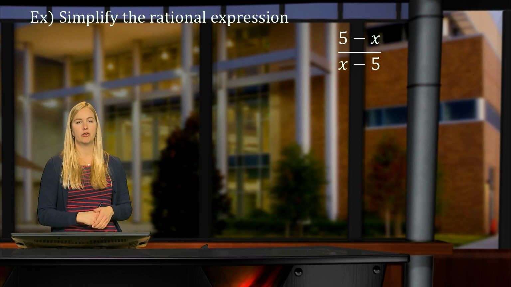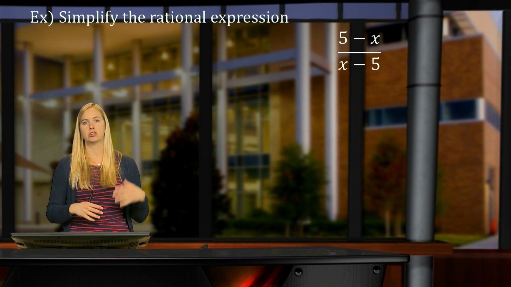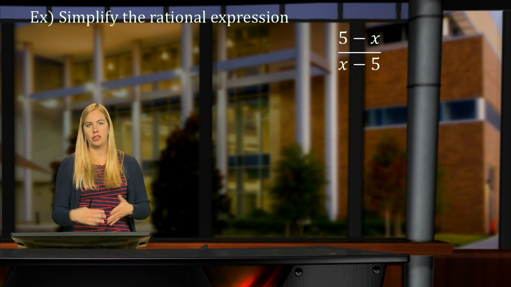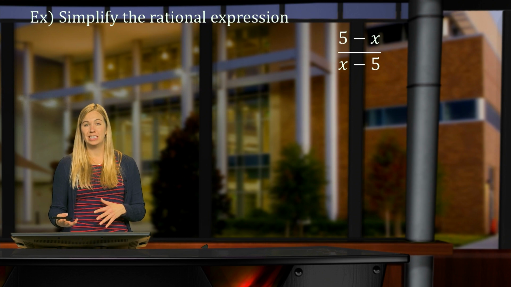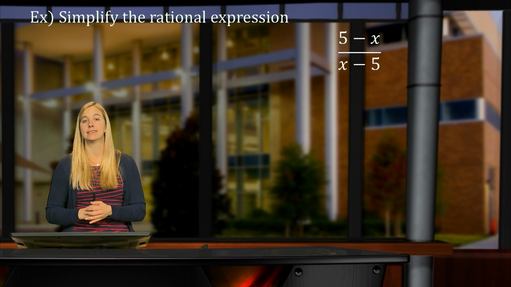Five minus x over x minus 5. At first glance, these two expressions in the numerator and the denominator look very similar, but we know that they're not the same because subtraction is not commutative. Think about the following. 2 minus 3 is not the same as 3 minus 2. So 5 minus x is not the same as x minus 5.